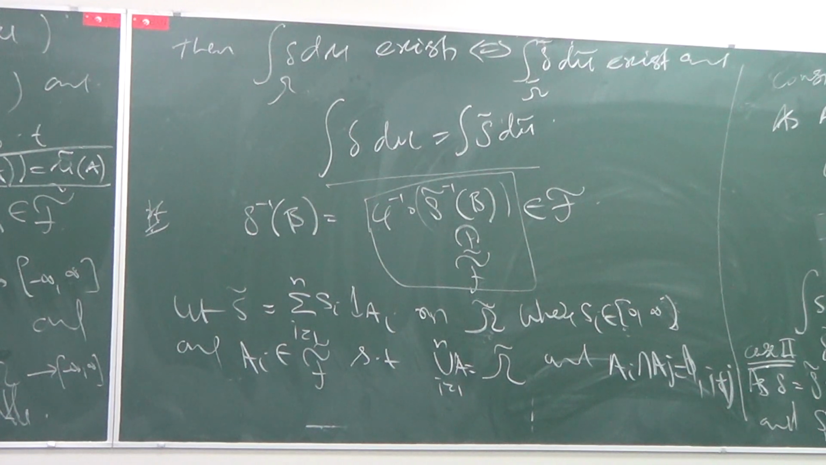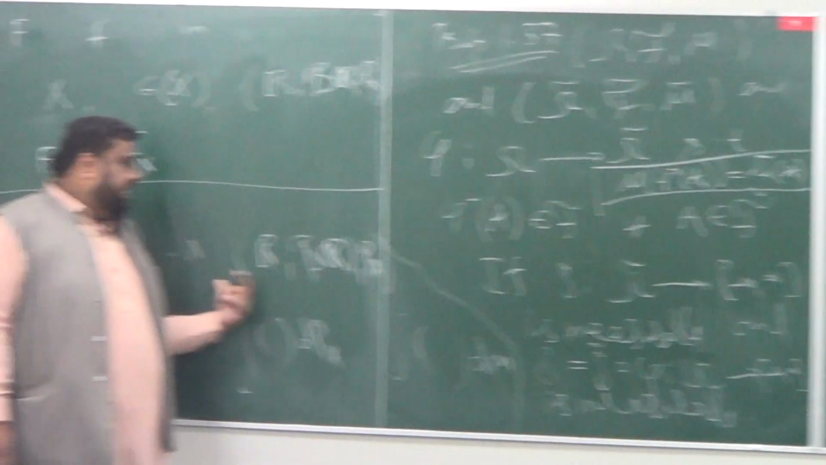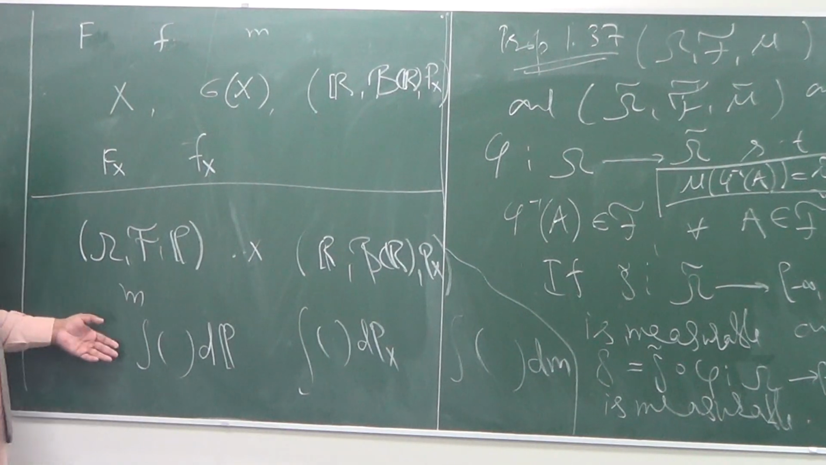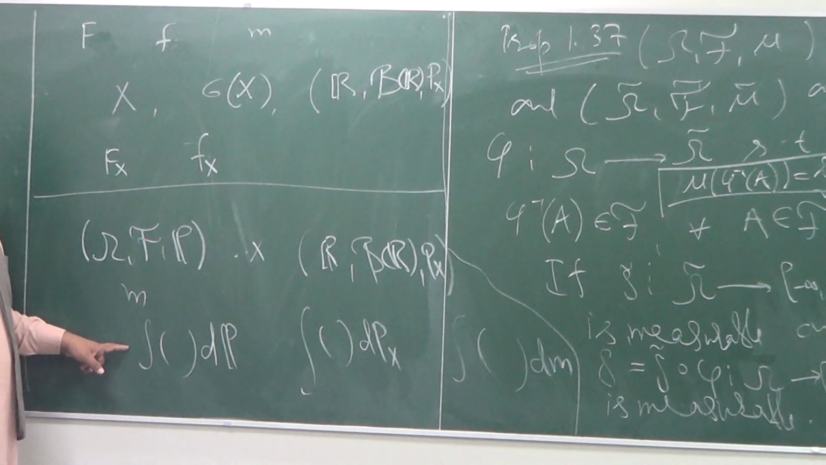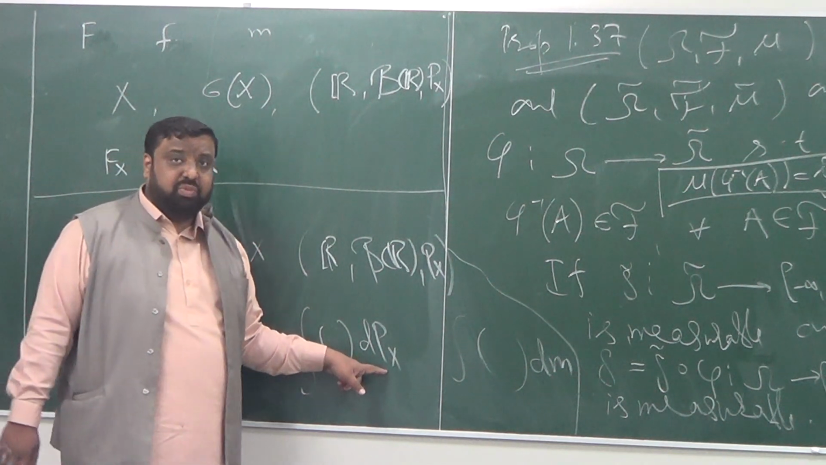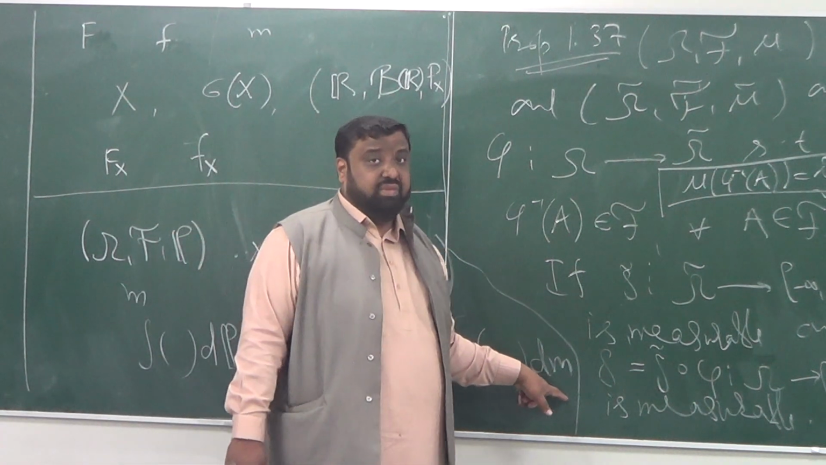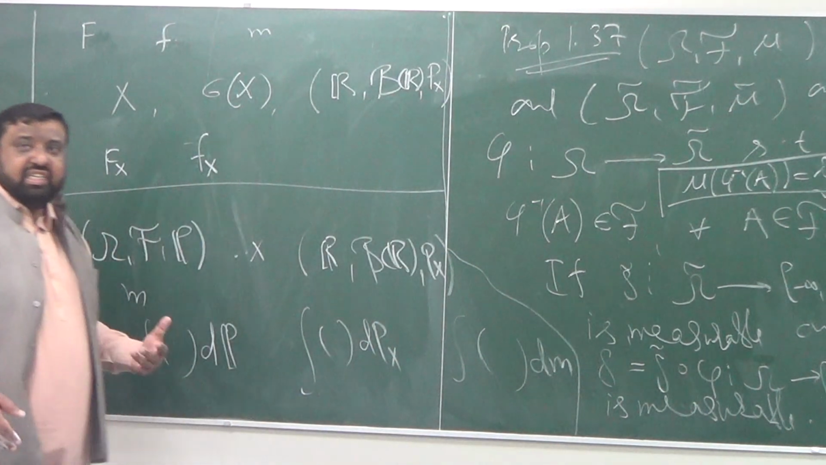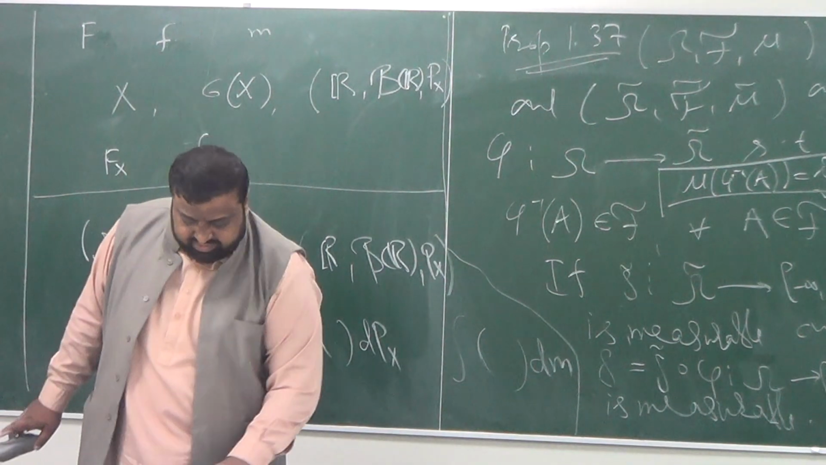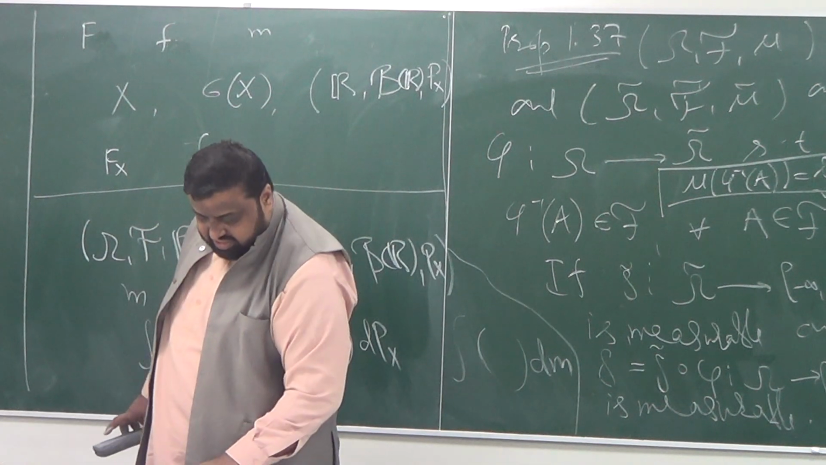Now I can come back to my question: if I have a probability space and a random variable, then I know that this random variable induces a probability measure. And then I want to know whether there is a relationship between the integral with respect to the probability measure, the integral with respect to the induced probability measure, and the integral with respect to the Lebesgue measure. Are they related in some manner with each other? So let's move to it.